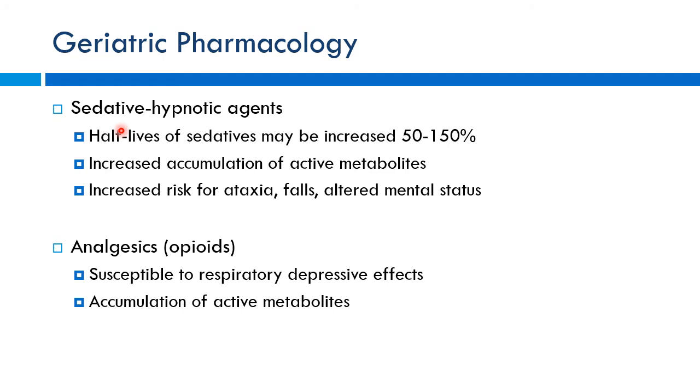Frequently what we'll do is try to shoot for drugs that have no active metabolites. We're going to shoot for drugs that have relatively short half-lives, so that even if they're a little bit longer in these older patients, they can still clear them within some relatively decent amount of time, right?